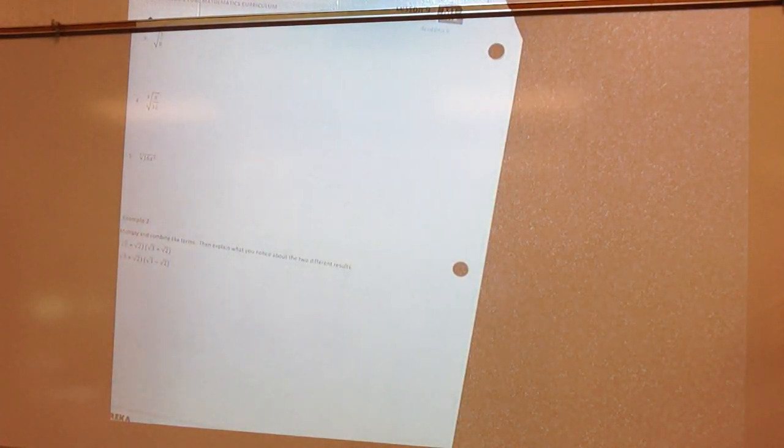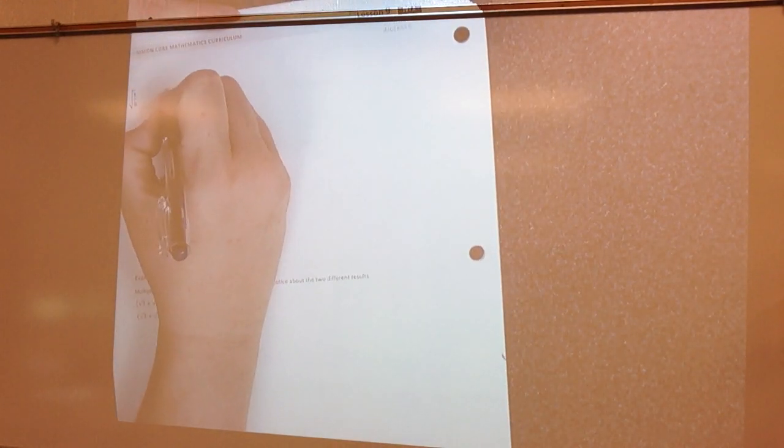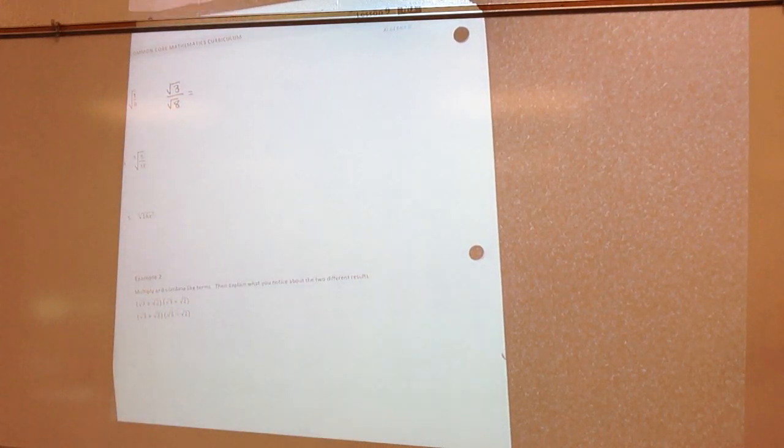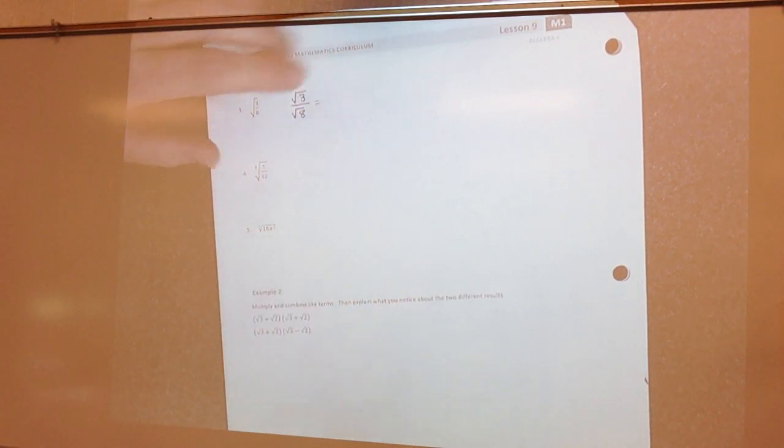Alright, square root of 3/8. I can break that up, and I can look at it as the square root of 3 over the square root of 8. Square root of 3 is as far as it can go. Square root of 8.